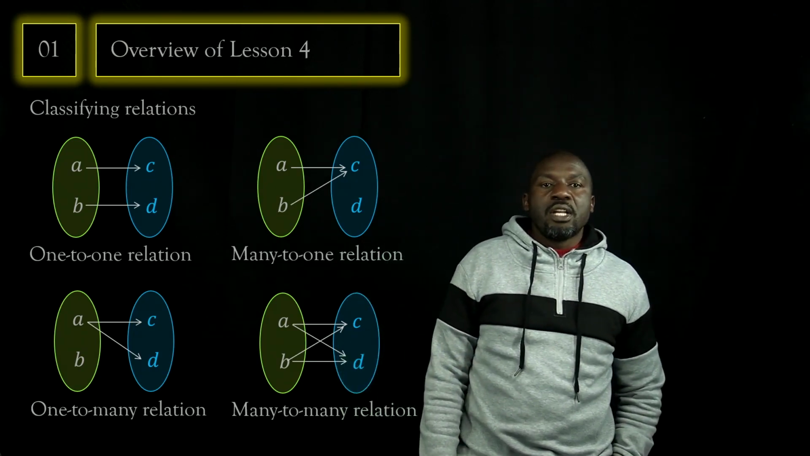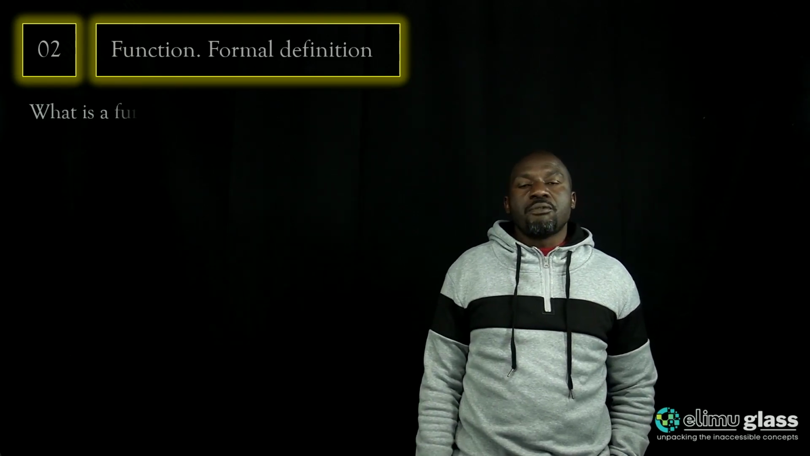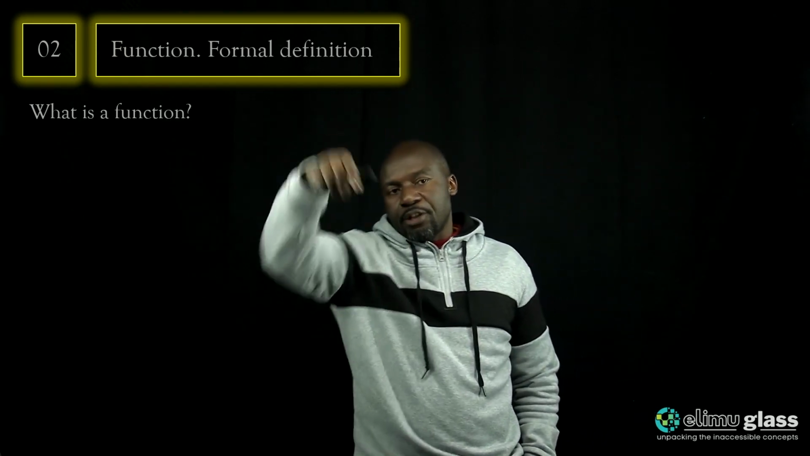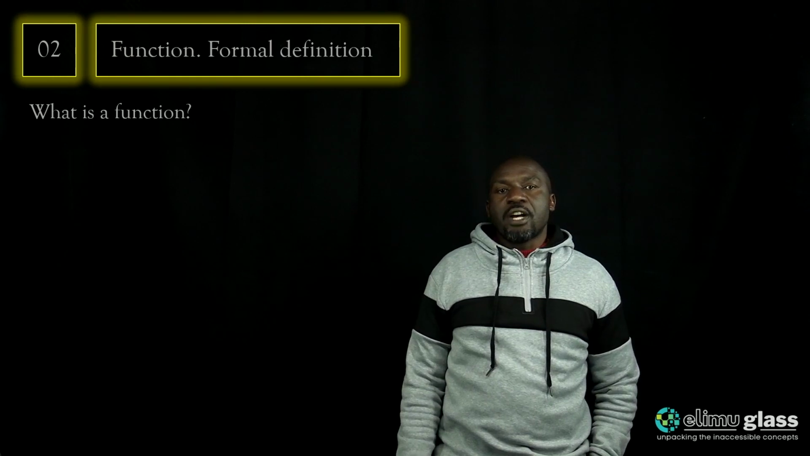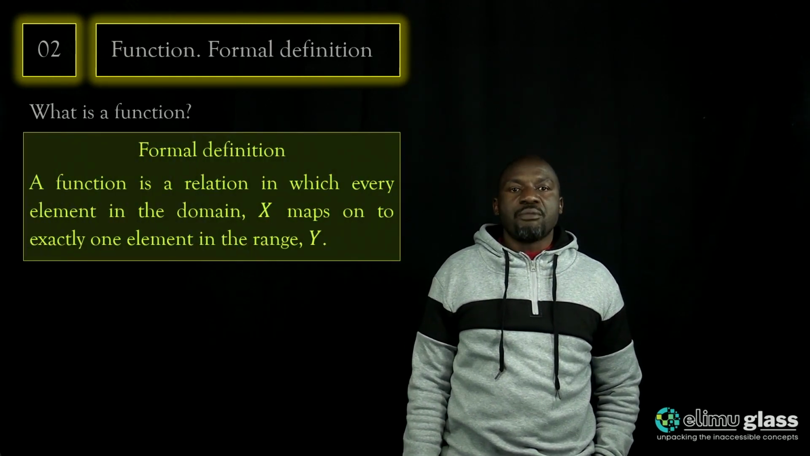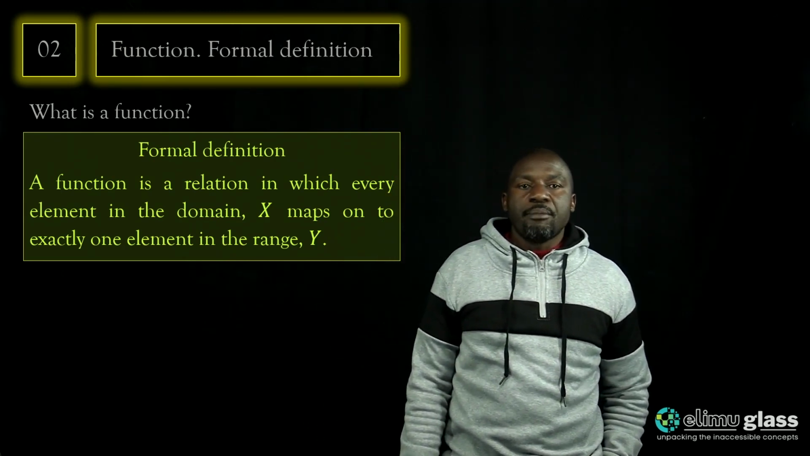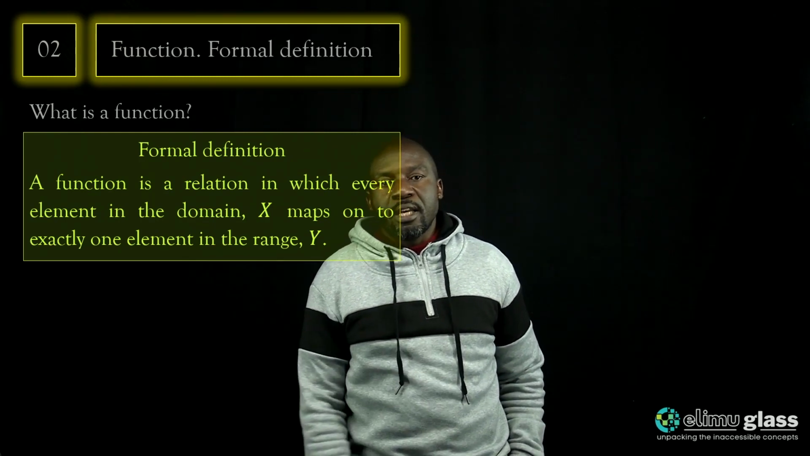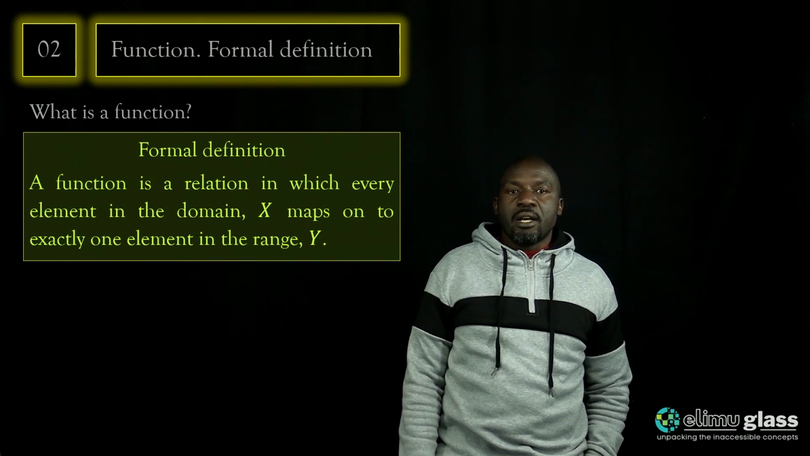So let's move on now and see what functions are. A formal definition for a function is a relation. So those relations we've looked at, 4 of them, will qualify as a function if it obeys this formal definition. A function is any relation in which every element in the domain maps onto exactly one element in the range. If that happens, then it is a function.